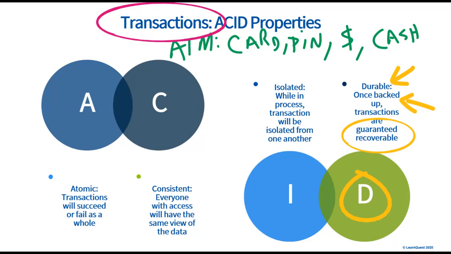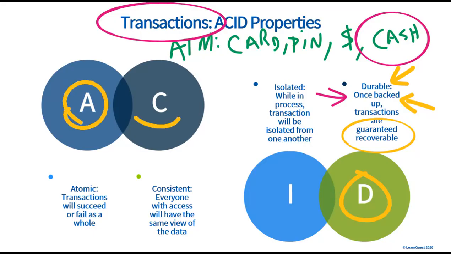And as long as that transaction is committed, once the bank gives you the cash, your updated account information has been backed up. No matter what happens to the database from that point forward, it is guaranteed recoverable with your information on it. So there we go. ACID properties. We got atomic, consistent, isolated, and durable.